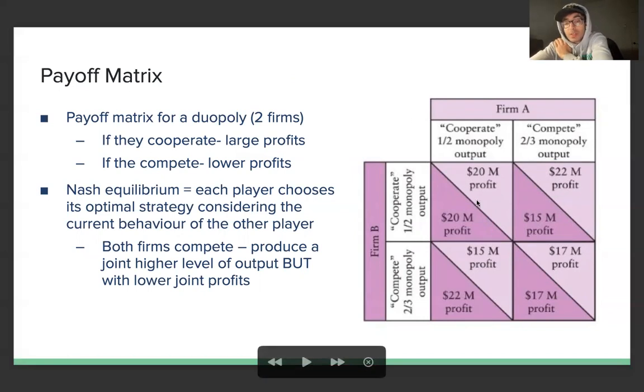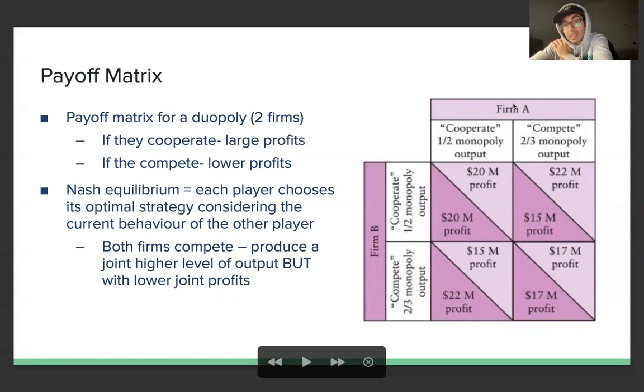Okay, so think of it this way. Let's say firm A has decided to cooperate. Then firm B's ideal strategy would be to compete, right? Because compared to 20 million, 22 is more. So firm B decides to compete. Now let's say firm A decides to compete. In this situation, firm B would again choose to compete because 17 is more than 15. So regardless of what firm A does, firm B will always choose to compete.